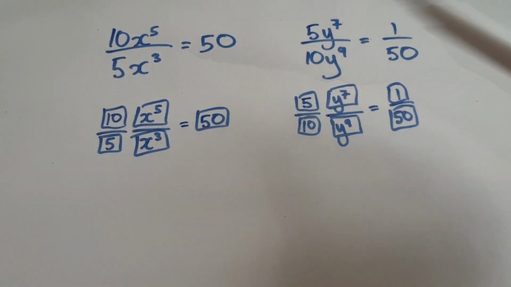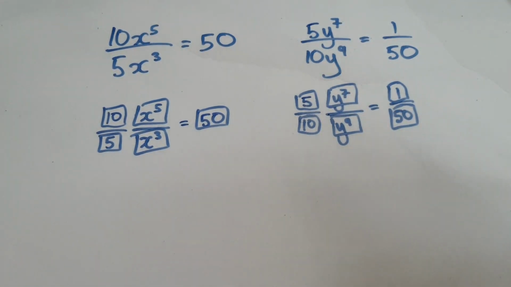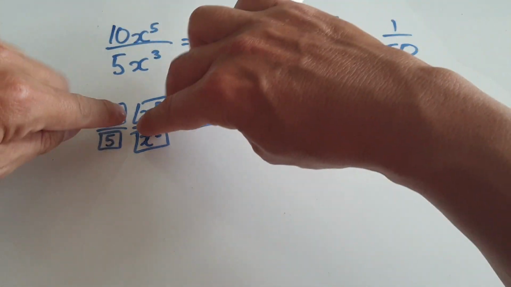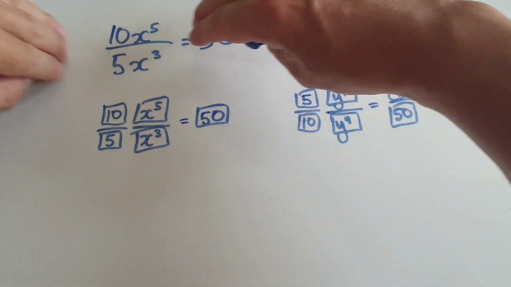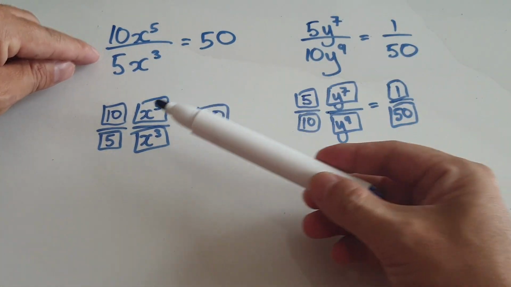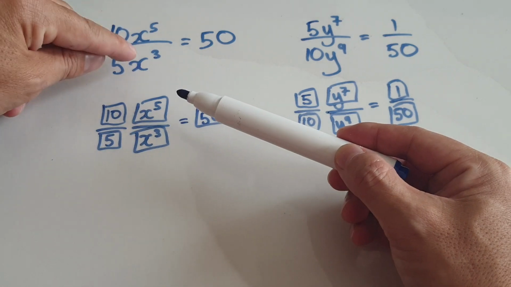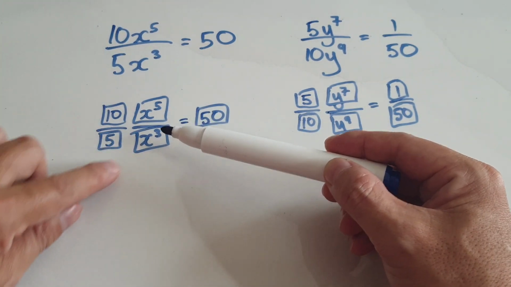In this video, we're going to try and solve these two indices equations. So for this one here, break up this one fraction into two fractions. So break the two apart. So that will then become a block of 10 over 5, a block of x to the power 5 over x to the power 3.